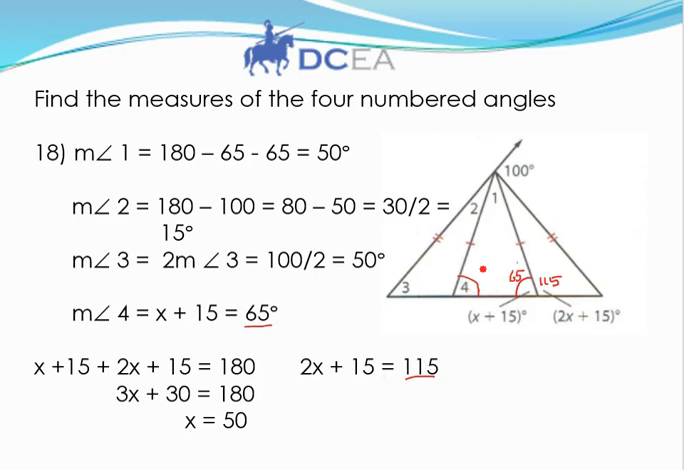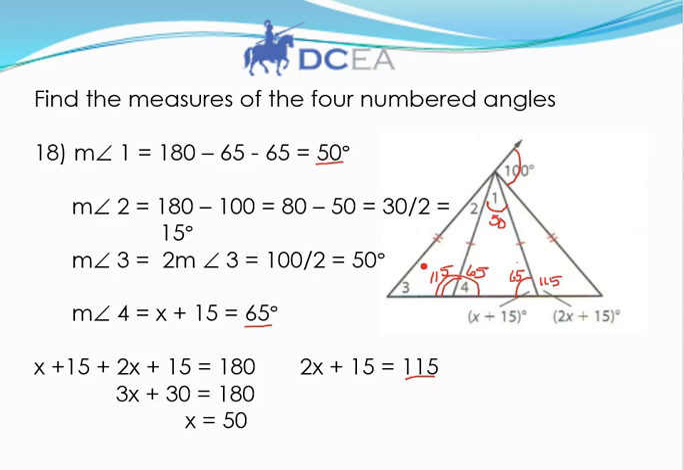Let's take a look at the measure of angle 1. We have a triangle right here. We already have 65 and 65 in our triangle. That means that we only have one other angle to solve. So 180 minus 65 minus 65, or 180 minus 130, is 50 degrees, and that is the solution of angle 1.